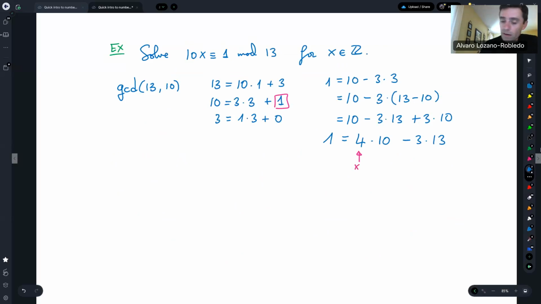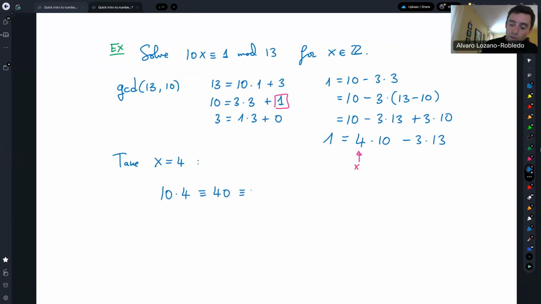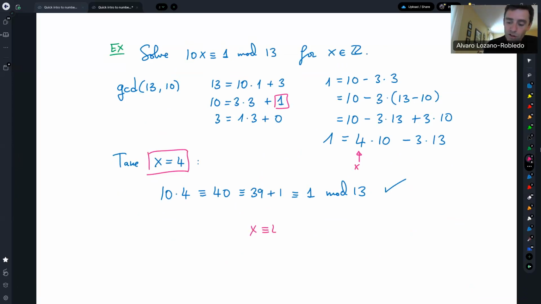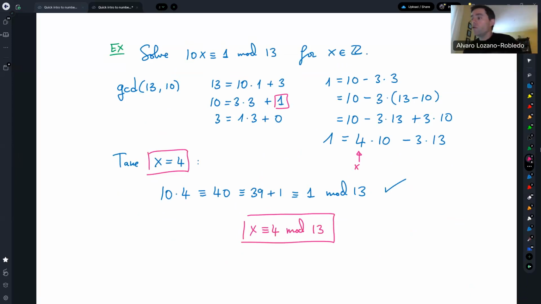So I can take x to be 4, and let's see that it works. 10 times 4 is 40, and 40 is 39 plus 1, so it's some multiple of 13 plus 1, so this has to be congruent to 1 modulo 13. So it works. The solution to the problem is that x equals 4 works. Any other number that is 4 modulo 13 actually works the same way. So if you take, for example, instead of 4, you take 17, 17 also works.